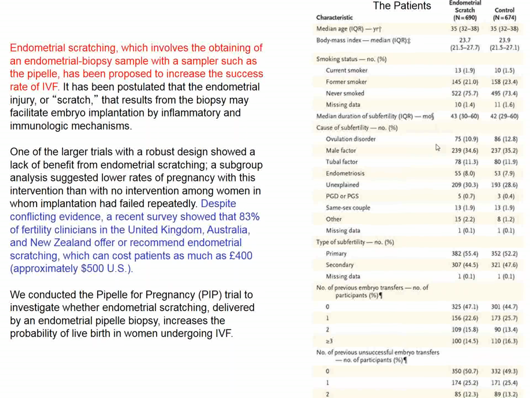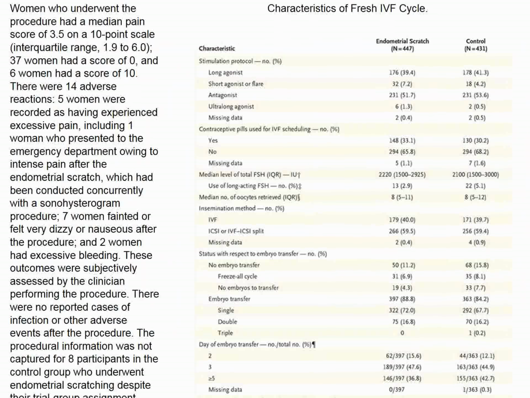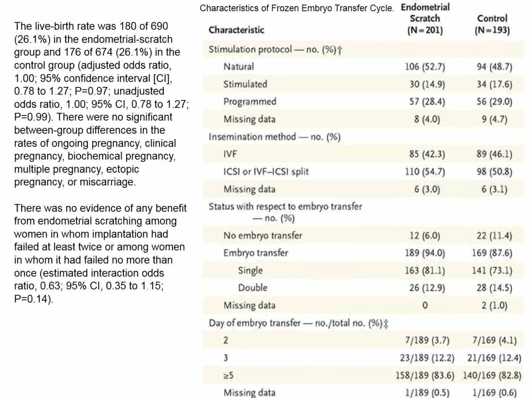Body mass index, all of these variables were similar in the two groups. And then we also have to consider their in vitro fertilization cycle, and whether or not the contraceptive tablets were used, and insemination methods, and their status at time of embryo transfer, and all of these variables need to be controlled, and they were similar in both groups.